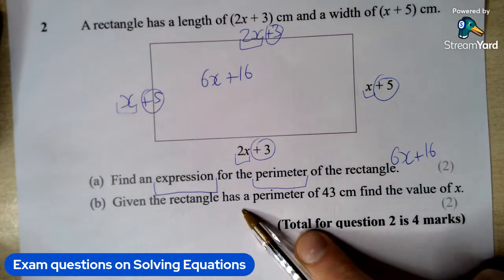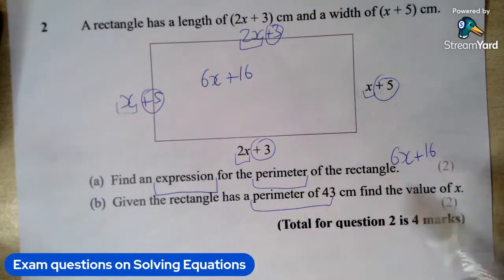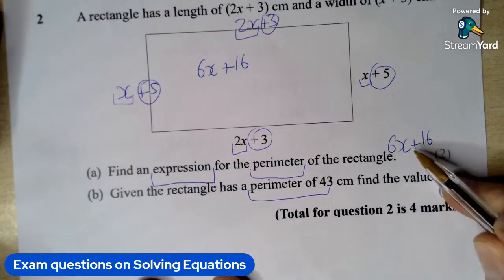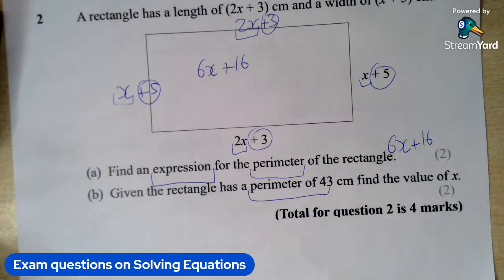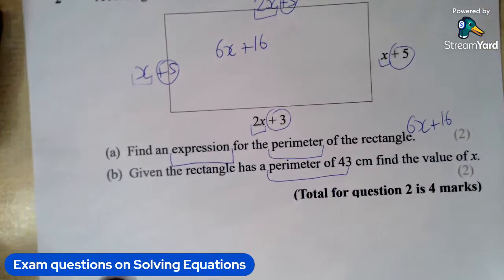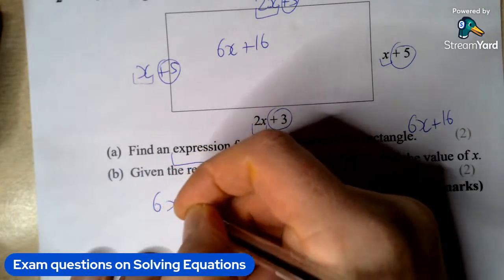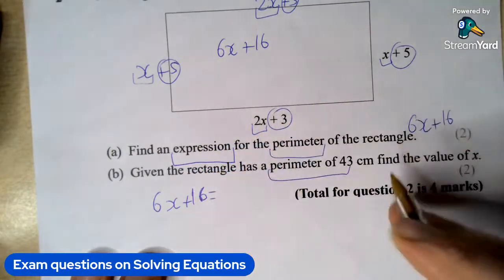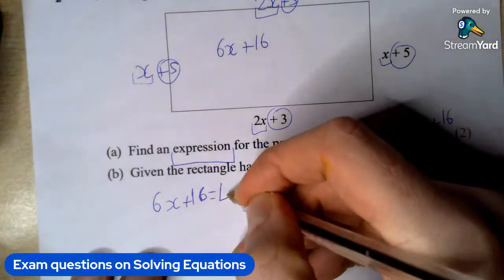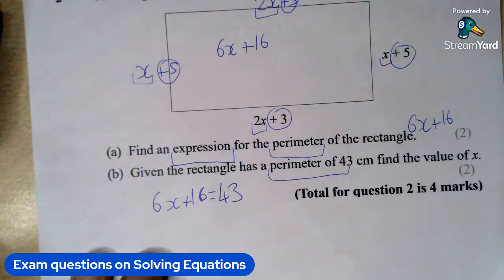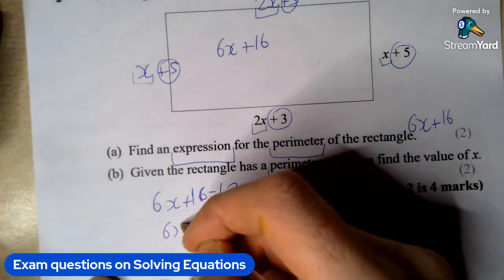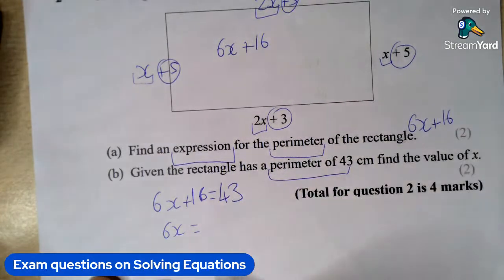Given the rectangle has a perimeter of 43 centimeters, find the value of x. So like before, I have my expression. Now I'm going to turn it into an equation by making it equal something. So I'm going to go 6x plus 16, and it's going to equal 43. And now I'm going to solve that equation just like I did before. So I'm going to take away 16 from there. So 6x equals 27.